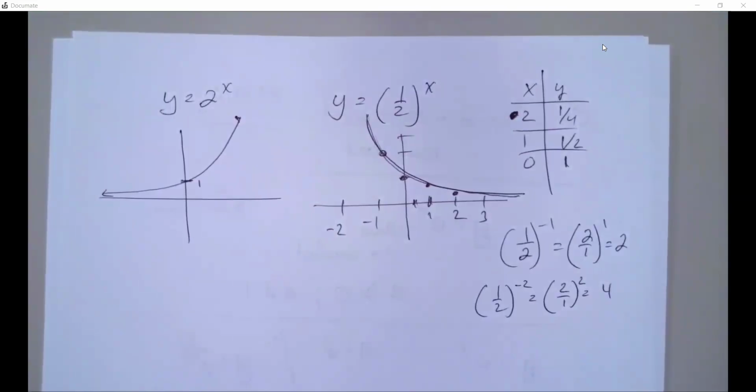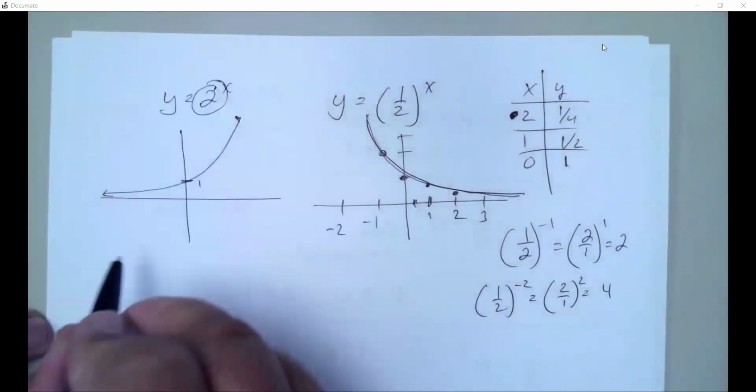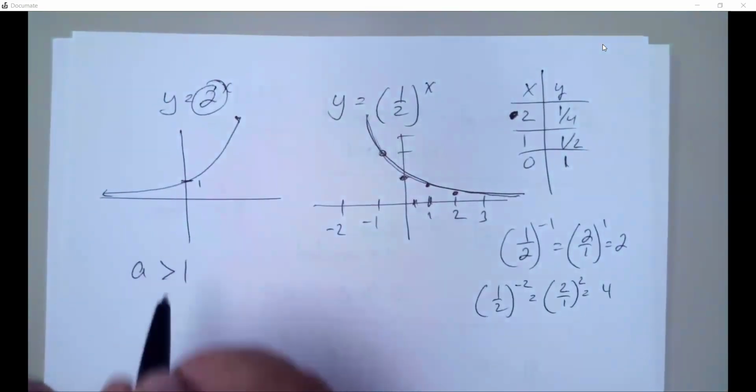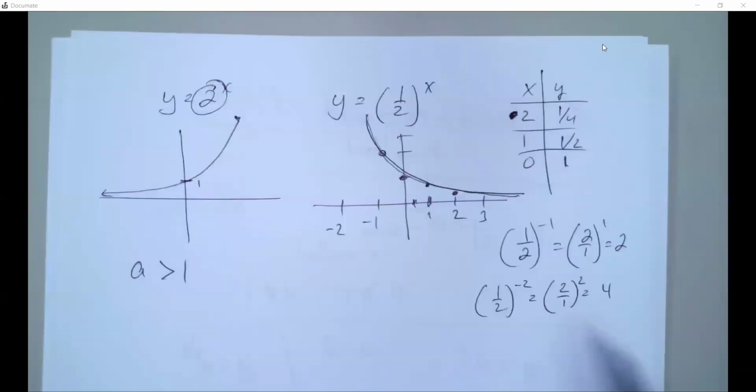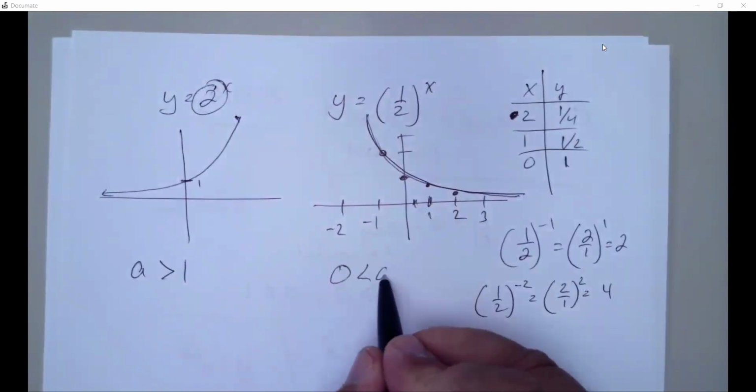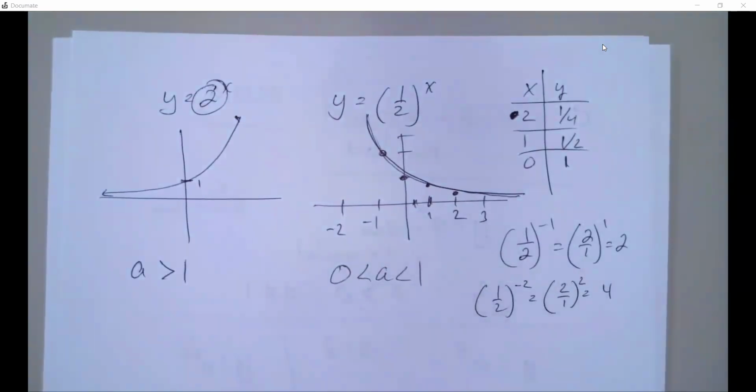So what does this show you? If the base is greater than 1, it's an increasing function. If the base is between 0 and 1, it's decreasing.